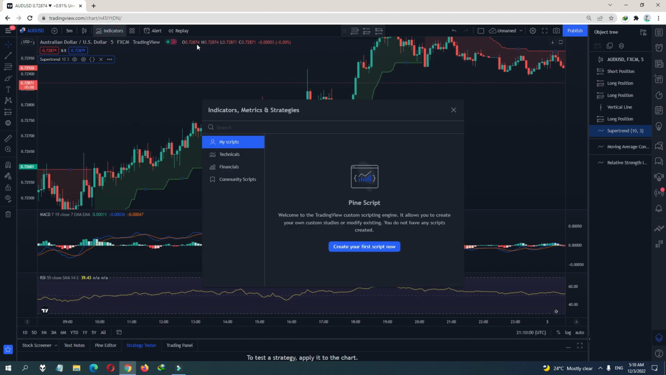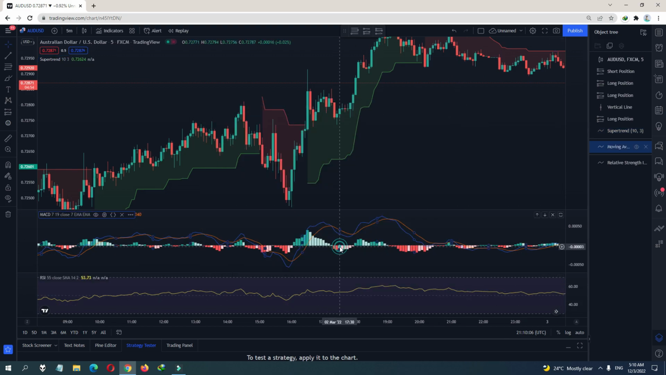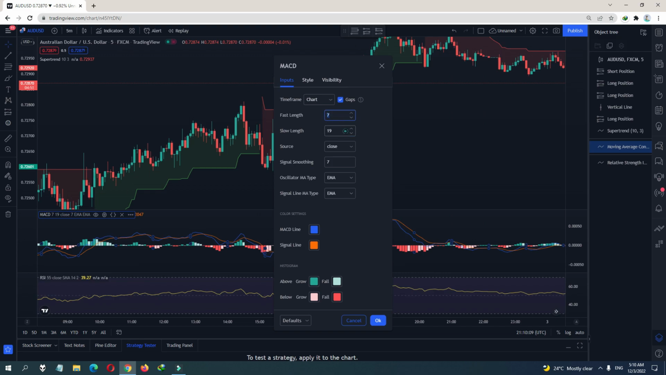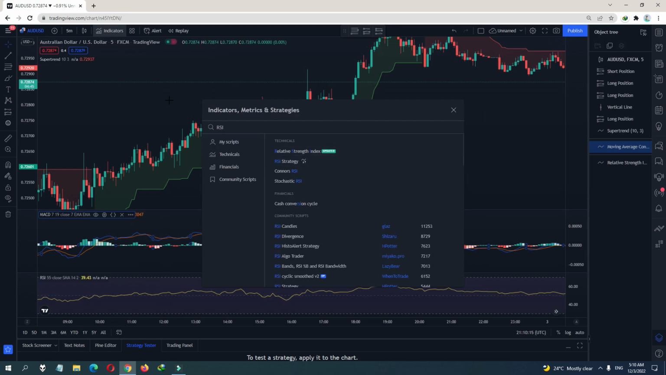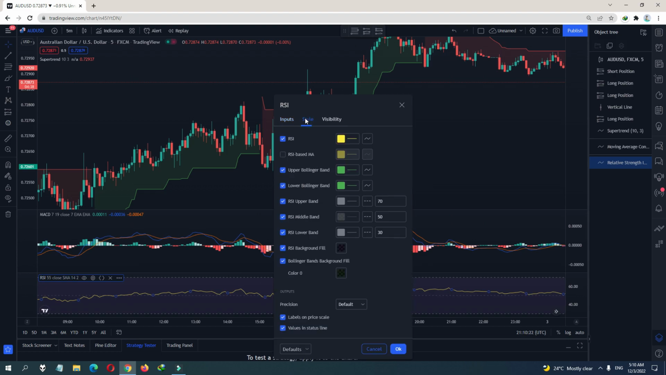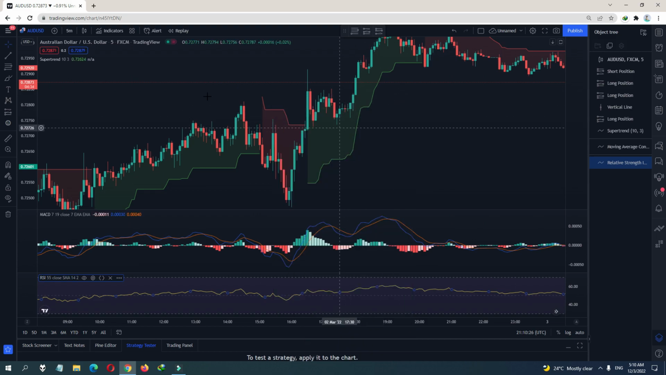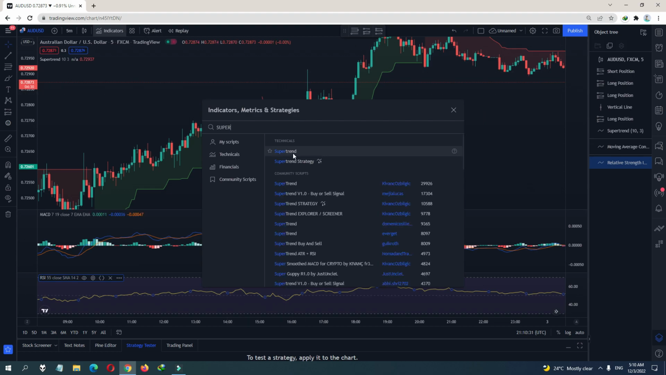So first you need the MACD, the default one is this one, and the setting is 7, 19, and 7. Then you need RSI, it's this one, and the setting is 55. I changed the color a bit and turned this off. And then you need supertrend. It's this one, and I use default settings.